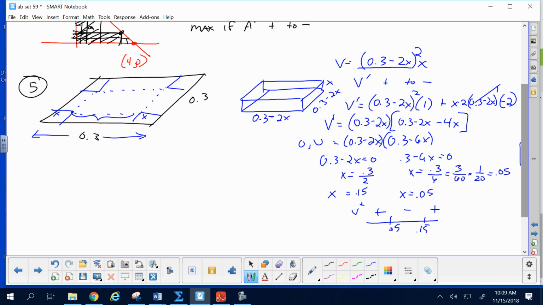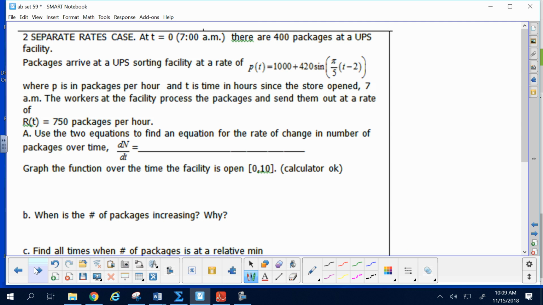So, where's the max? At 0.05 or 0.15? 0.05. That's the max. Max if the cut size is 0.05. I think the units are centimeters. And if they wanted the volume, you could plug that into the volume. Are we cool? 25. Is 25 still a question?